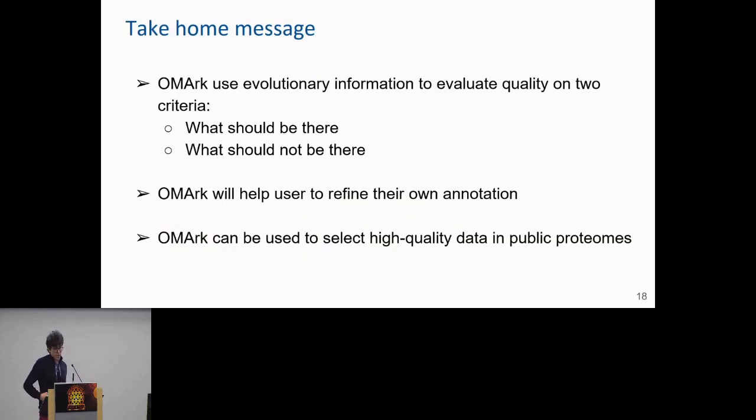So here's the take-home message. OMArk uses evolutionary information to evaluate the quality of protein coding gene annotation on two criteria: what should be there, and what should not be there. We hope it will help users to refine their own annotation and compare annotations provided by different tools to choose the best one. It can also be used by any user to select high-quality data in publicly available proteomes.